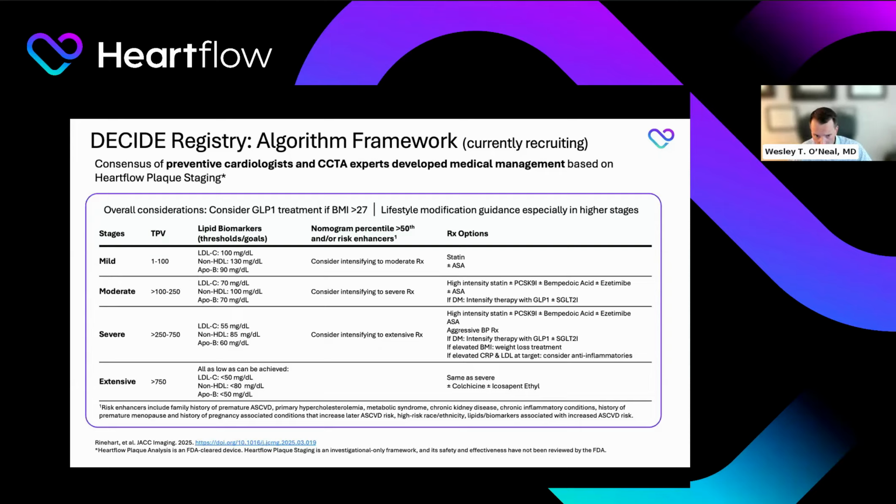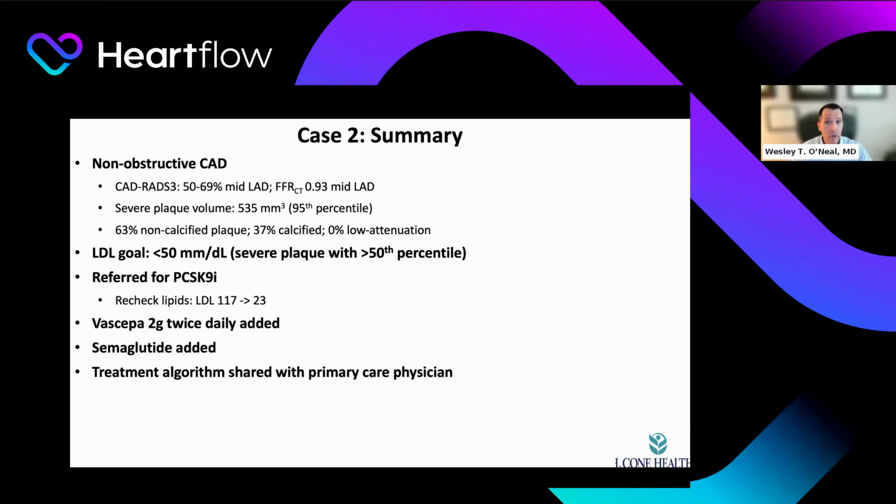It also gives you some guidance on GLP-1 agonists. Maybe you should intensify therapy. We know those have cardiovascular benefits. And actually this patient, that was added to that patient as well, semaglutide.